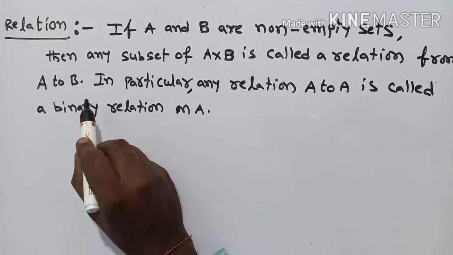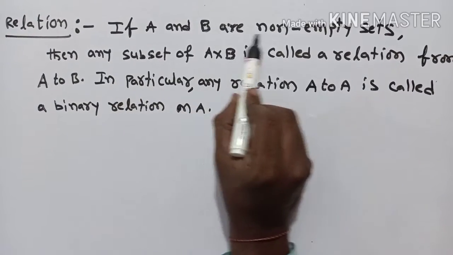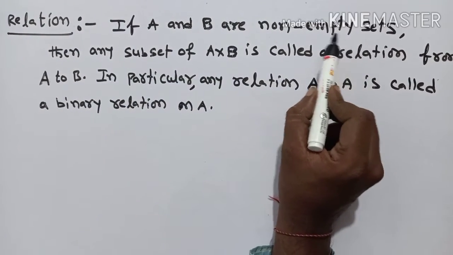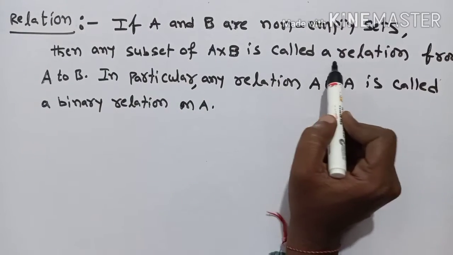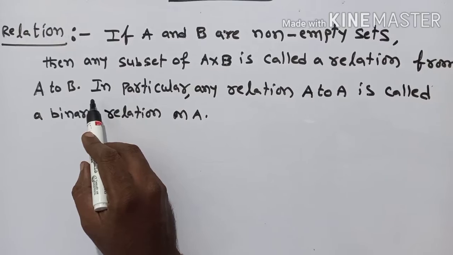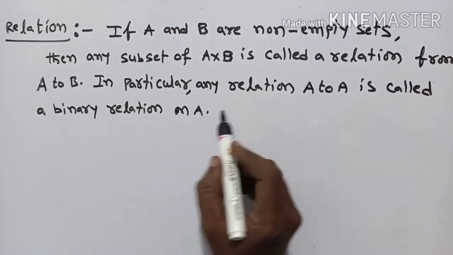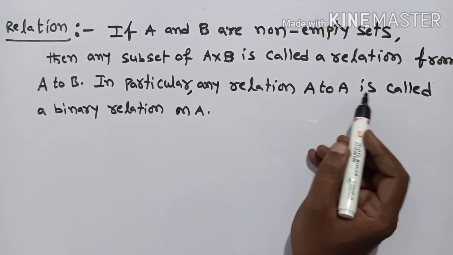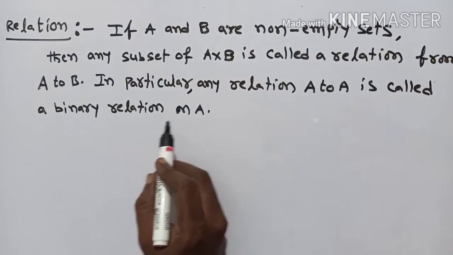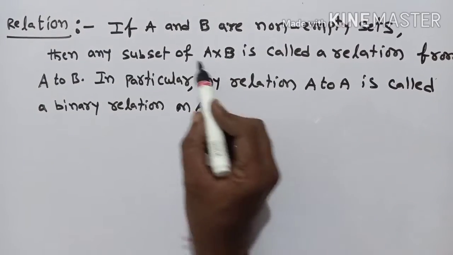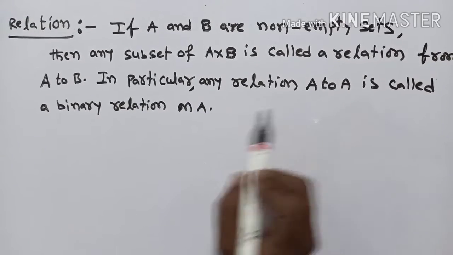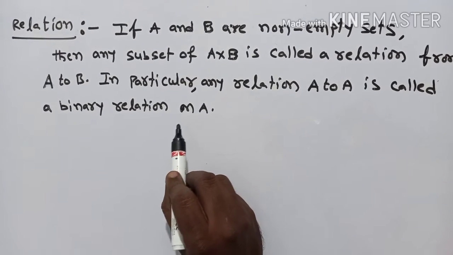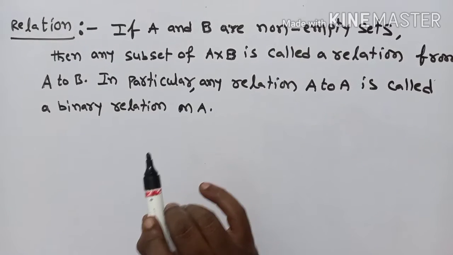Okay, A to B. If A and B are non-empty sets, then any subset of A cross B is called a relation from A to B. In particular, any relation from A to A is called a binary relation on A.